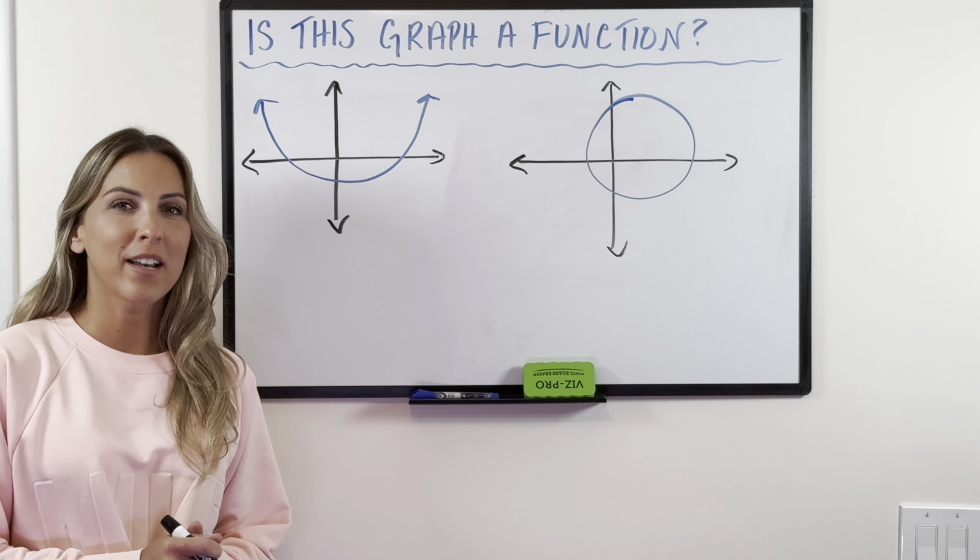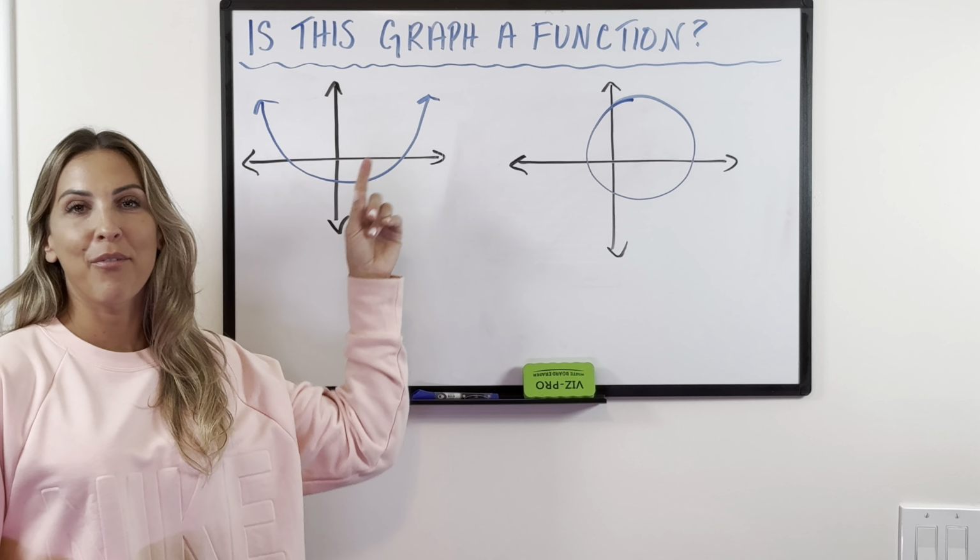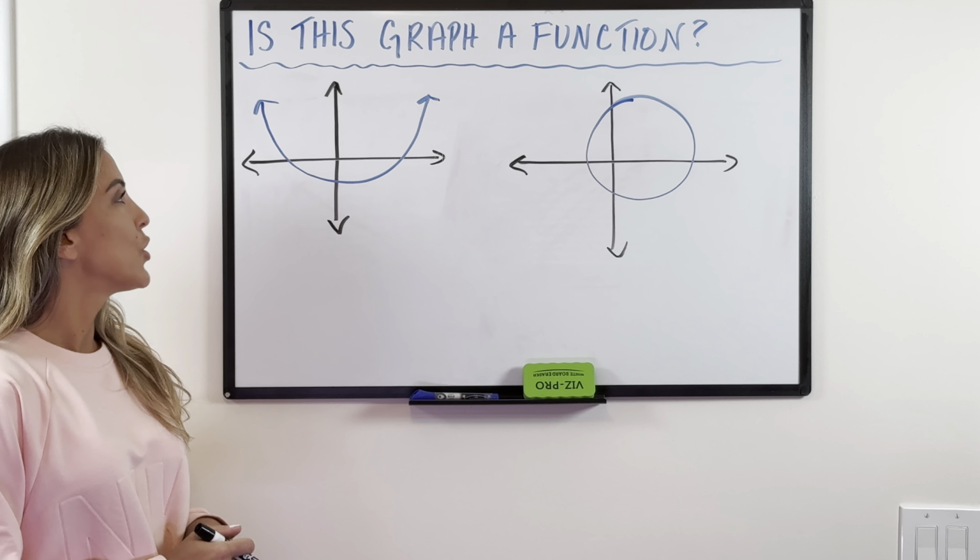In this video, I'm going to show you how to determine whether or not a given graph is a function. For a graph to be a function, it has to pass the vertical line test. What's the vertical line test? The vertical line test just tells me that I can draw a bunch of vertical lines on my relation and check to see how many times each vertical line hits my graph.